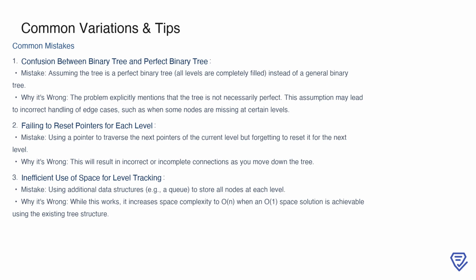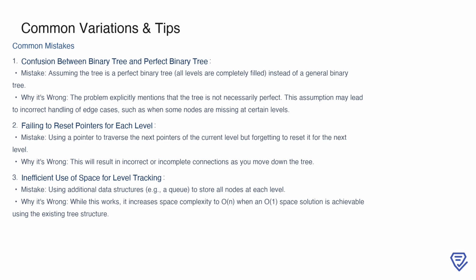First, some assume that the tree is a perfect binary tree, meaning all levels are completely filled. However, the problem explicitly states that the tree is not necessarily perfect, so this assumption can lead to incorrect handling of edge cases, like when nodes are missing at certain levels. Another common mistake is failing to reset pointers for each level. If you're using a pointer to traverse the next pointers at the current level and forget to reset it for the next level, it will result in incomplete or incorrect connections as you move down the tree.